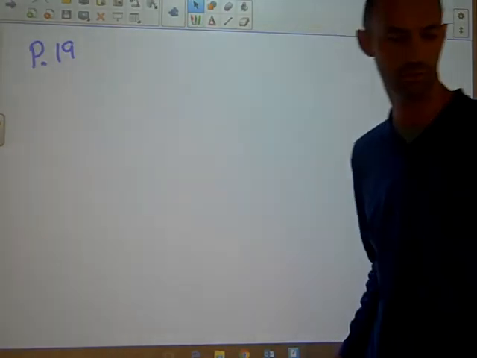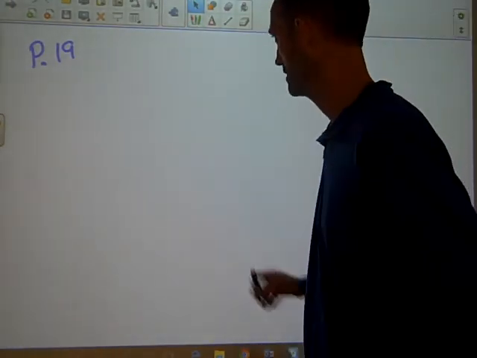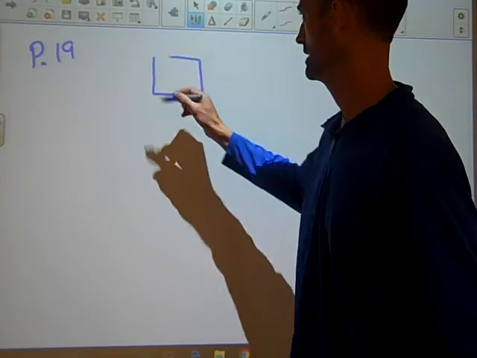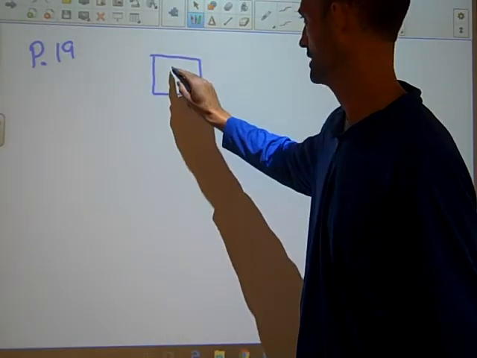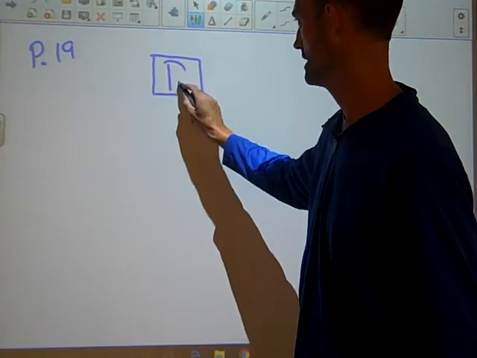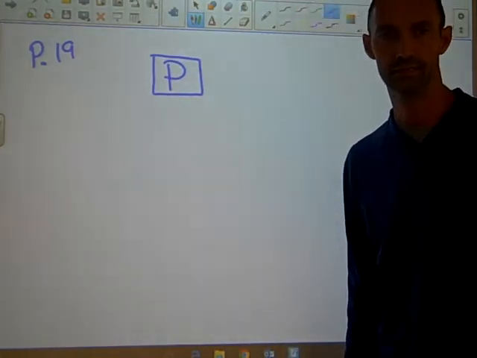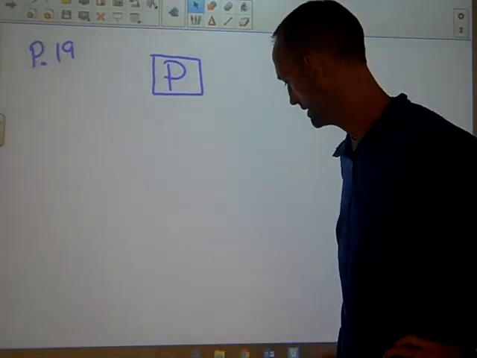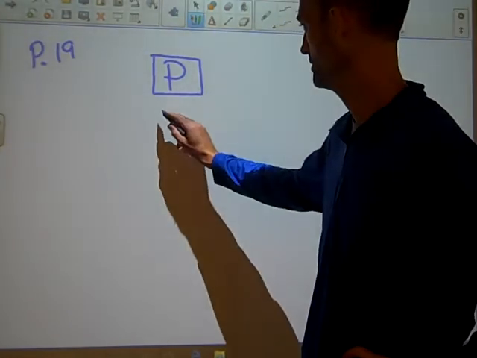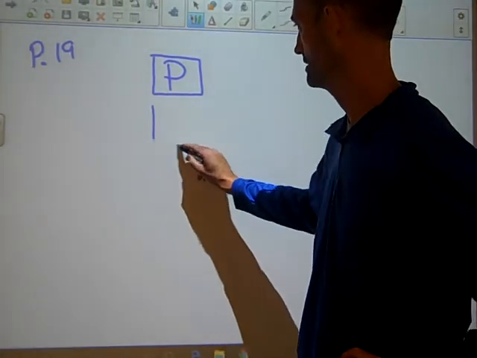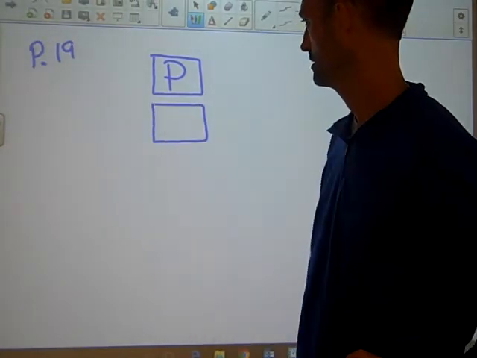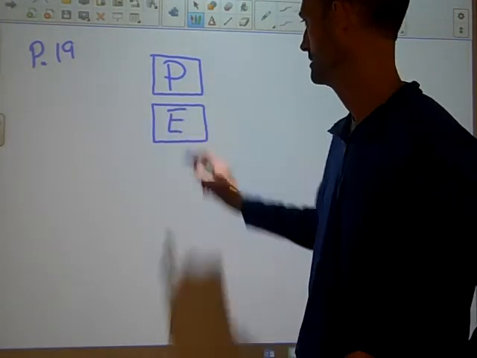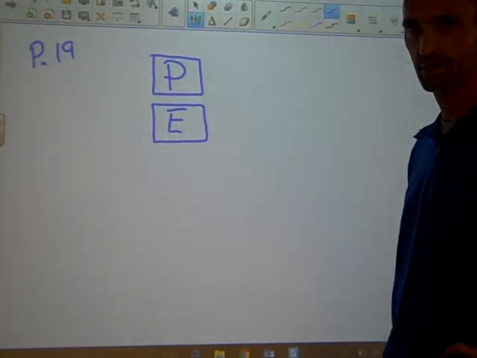All right, so on page 19, you're going to be on page 19, right underneath what you just wrote, underneath the goal, you're going to take your first sticky note, put it near the top, and you're going to put the letter P in that sticky note. So write the letter P. And then you're going to take another sticky note and right underneath it, you'll put the second sticky note, and you're going to write an E in that sticky note.